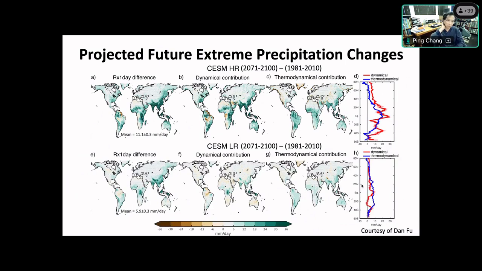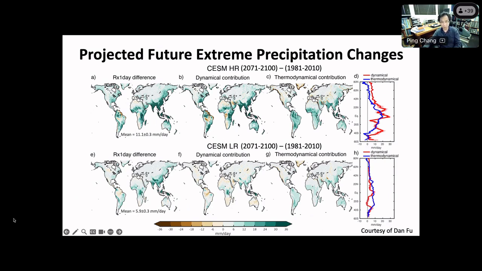So this is the last picture I want to show you. With these improvements, now we can look at the projection into the future. So this is the projected extreme precipitation change. The top panel is showing the high resolution model. The bottom panel is showing the low resolution model. The left panel is showing the total projected extreme precipitation increase or change in the high resolution model and the low resolution model. And you can see the high resolution projects almost twice the increased rate of the extreme precipitation compared to the low resolution model.